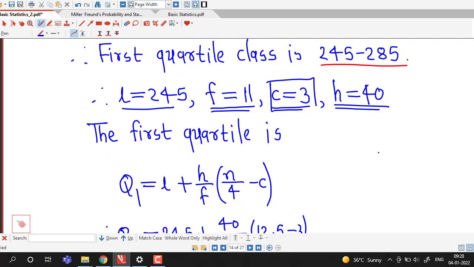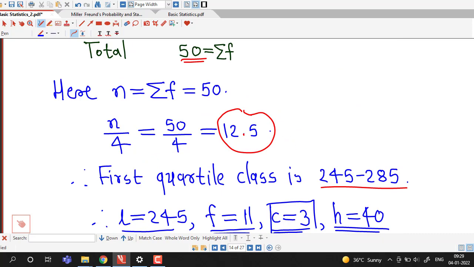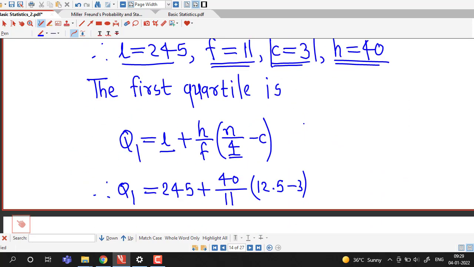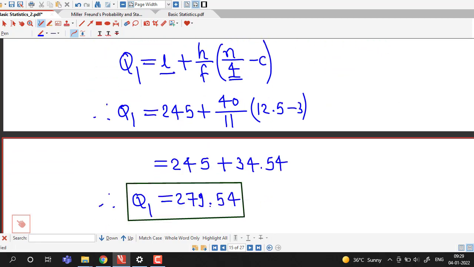So we have all these quantities, and substituting all these quantities in this formula, we will obtain first quartile. Q1 equal to L plus H by F, N by 4 minus C. We put L equal to 245, H is 40, F is 11, N by 4 is 50 divided by 4, that is 12.5, minus C, that is 3. So if we calculate all this, then we obtain first quartile equal to 279.54.